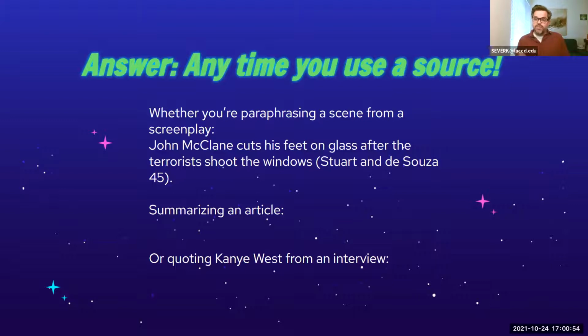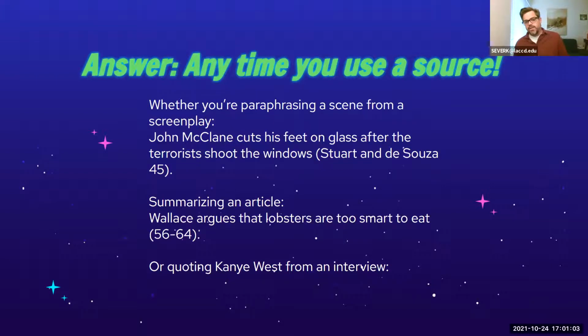In this case, it's two authors. So you see two last names, Stewart and D'Souza, and then the page number from the screenplay. All right. Or let's say I'm summarizing an article. This is from an article called Consider the Lobster by David Foster Wallace. I would do this. Now, in this case, I already put the author's name in the sentence. Wallace argues that lobsters are too smart to eat.